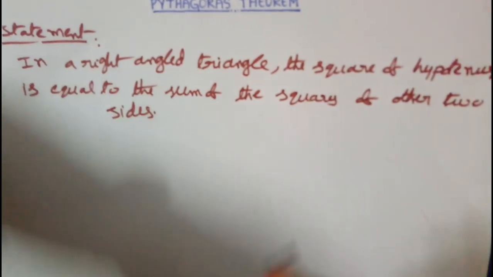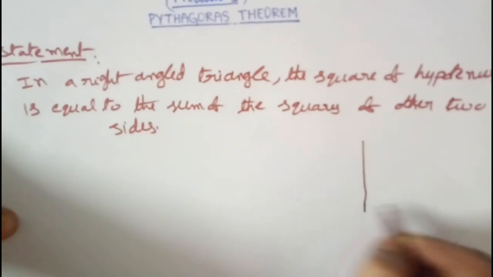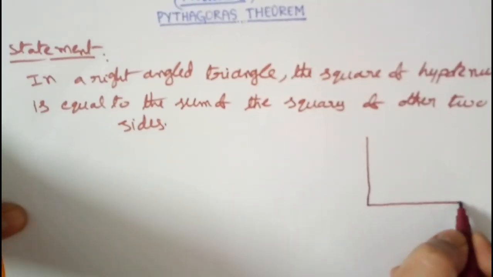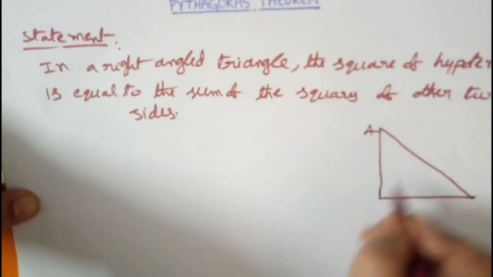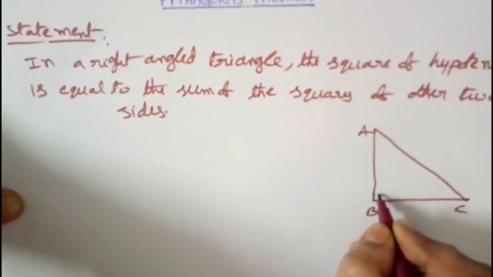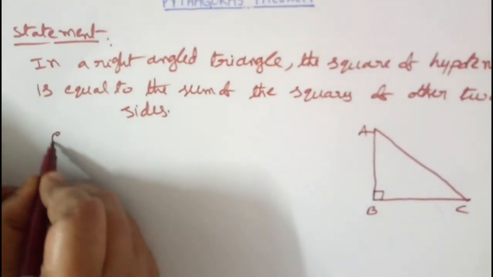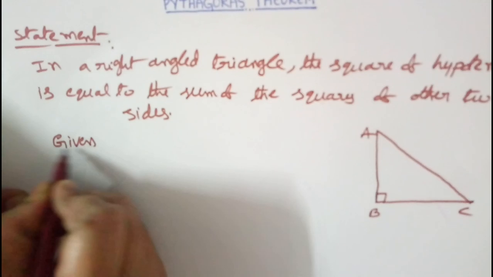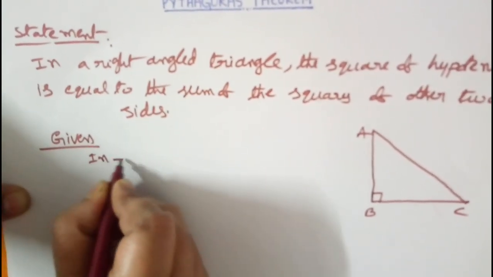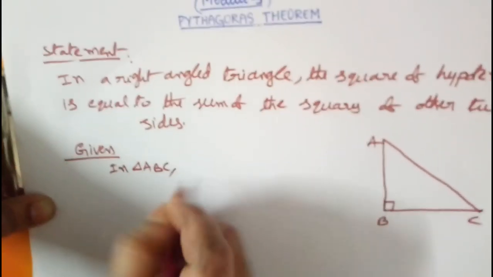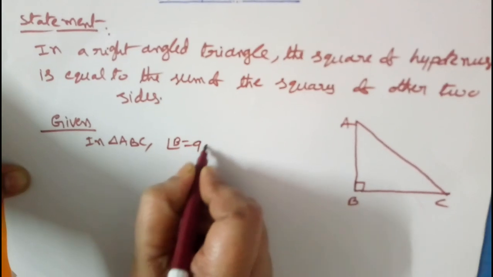So first draw the figure. For any theorem, we have to draw the figure first. So the triangle is a right angle triangle. It is a triangle ABC, right angle at B. So what is given? In triangle ABC, right angle at B, so angle B is equal to 90 degrees.